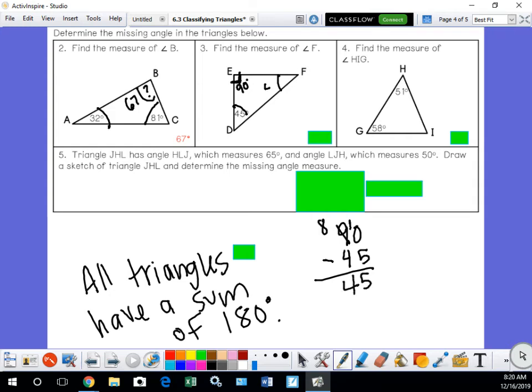So these angles have the same measurement, which will always be the case in a 90-degree angle. No, it won't, actually. It will always be the case when you have an isosceles triangle, though, because two of the side lengths are the same.